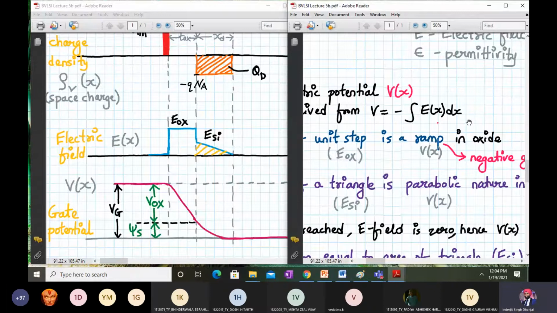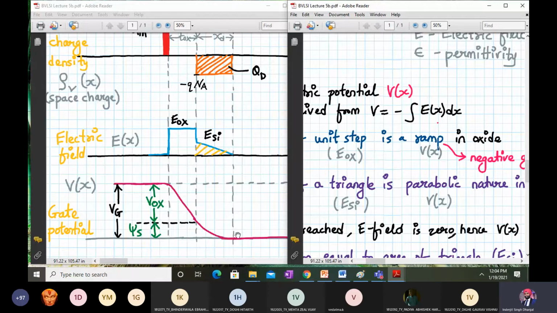So what will happen is the integration of a unit step will be a ramp, a negative going ramp in the oxide layer. And then the integration of a triangle will be parabolic in nature. Okay, I guess this is clear.